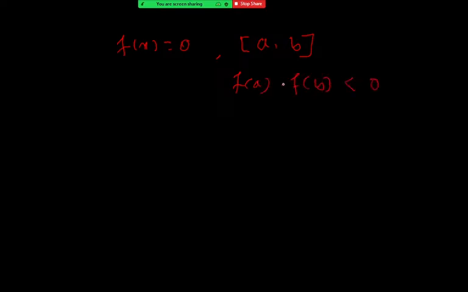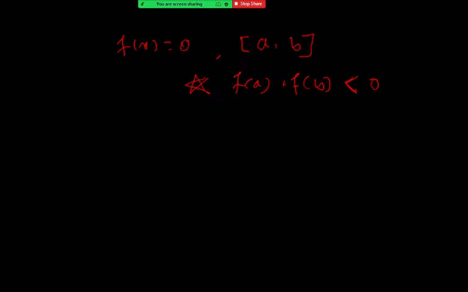When I say f of A into f of B is less than 0, it means obviously either f of A is negative or f of B is negative. Both cannot be positive, and both cannot be negative either. Got it? So indirectly f of A and f of B should have opposite signs. If f of A is positive, f of B should be negative, and if f of A is negative, f of B should be positive. So this is a very important condition for all three methods. Mainly in the first two methods; the third method doesn't require that, but in the first two methods we should have the endpoints with opposite signs of the function.